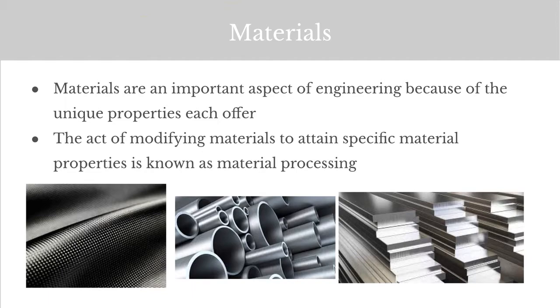Materials. Materials are an important aspect of engineering because of the unique properties each offer. Examples of these properties are strength, ductility, resilience, etc. The act of modifying materials to attain specific material properties is known as material processing. It is used regularly within all kinds of industries to achieve desired goods and products.